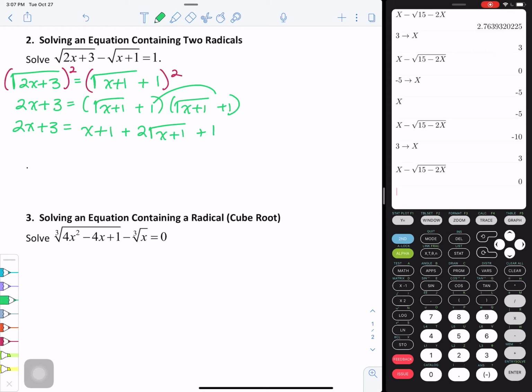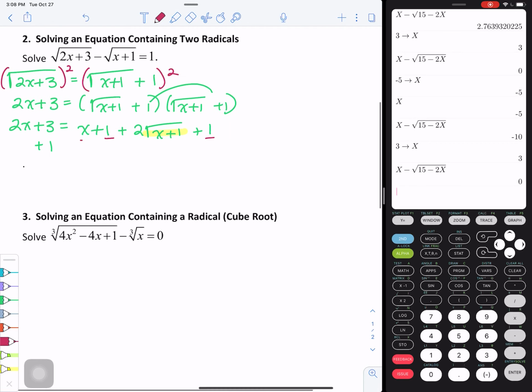But now I must tell you that we have to isolate this root. So we have some chipping away to do, okay? So let's go ahead, and how about this? I'm going to subtract 2 from both sides of the equation. So now I'm going to have a plus 1. And now I'm going to subtract x from both sides of the equation, and I'll just have 1x left over on the left side of the equation, okay? So now I have just 2 times the square root of x plus 1 left, okay?